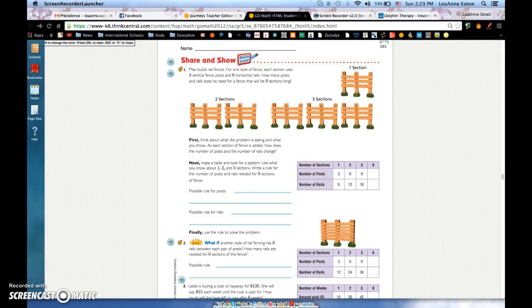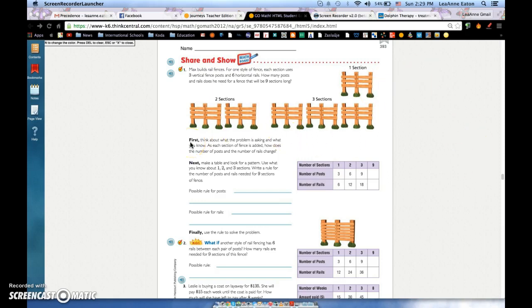It says, Max builds rail fences. For one style of fence, each section uses 3 vertical fence posts and 6 horizontal rails. How many posts and rails does he need for a fence that will be 9 sections long? So here's one section. We have the 3 vertical fence posts and we have the 6 horizontal rails. 1, 2, 3, 4, 5, 6. Okay, so how long will it be if we do 9?